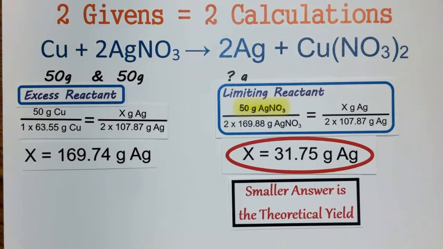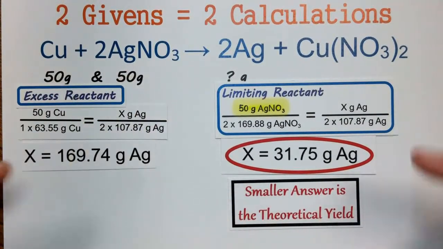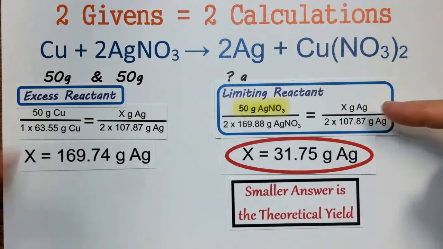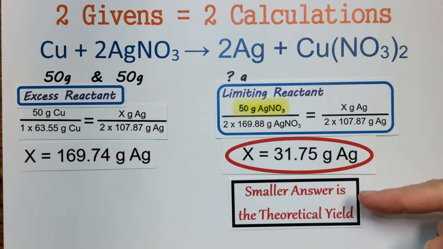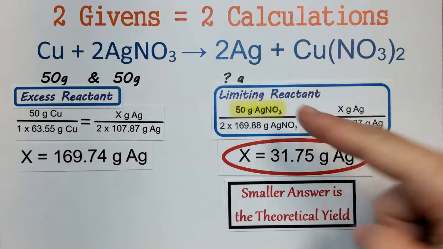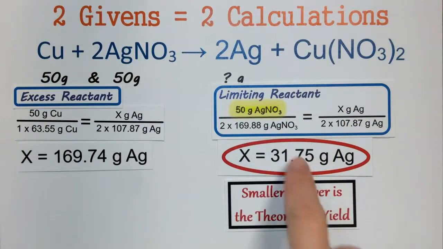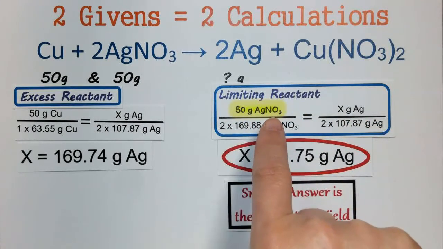And so now you know that when you have two givens, you perform two separate calculations. The smaller answer of the two will be the true theoretical yield, and whoever we used to calculate that smaller answer, that is going to be the limiting reactant.